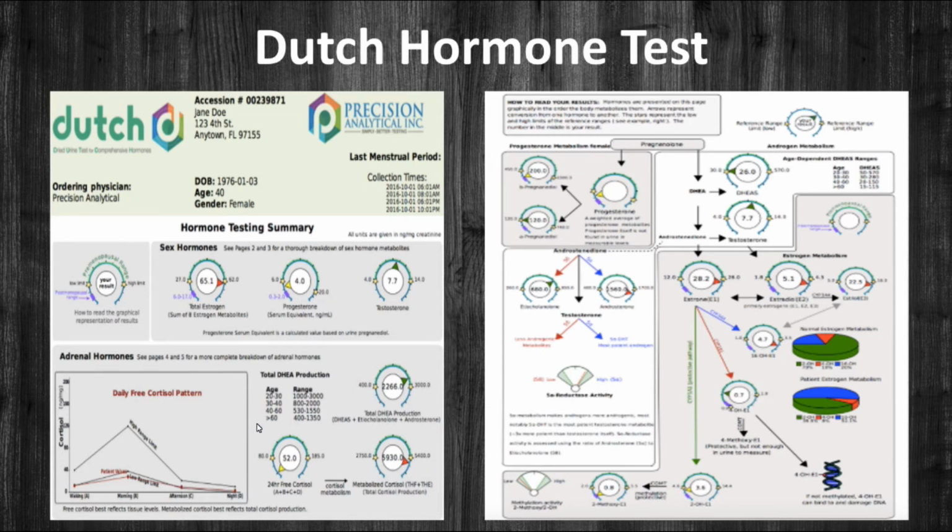Now, the Dutch hormone test will look at all of the different estrogens, all of the different progesterones, and all of the different intermediaries that are taking place. This really helps us look at the whole sex hormone pathway from start to finish and identify where some of these conversions are going wrong.